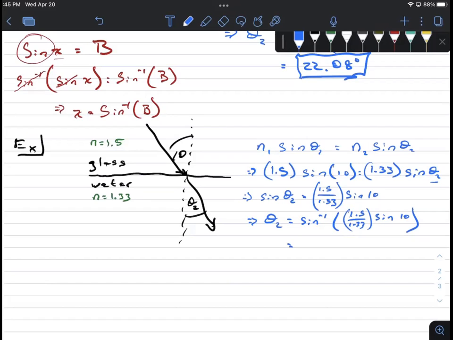1.5 over 1.33 times the sine of 10. Then the inverse sine of that gives me 11.3. So yeah, the angle happened to get bigger. Not that much bigger, but it is bigger. It's different. It's not the same angle, which we expect it should change. So any questions about this? Snell's Law business.